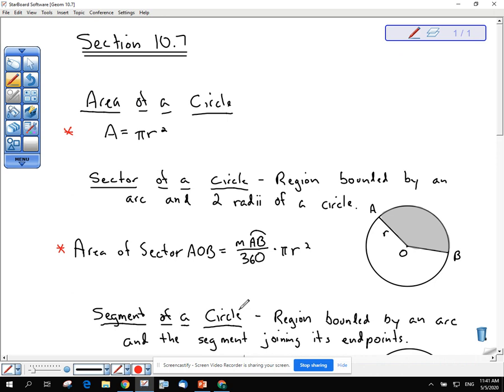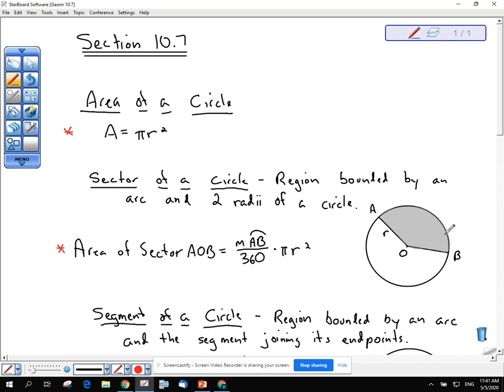The next thing is a sector of a circle. Now, as I show you the definition here, what I would think of is simply a pie slice. A sector of a circle is a region bounded by an arc and two radii of the circle. So for this drawing, that would be this arc right here that we learned to call arc AB, and then the two radii, radii being plural, the segments AO and BO. This one and this one.